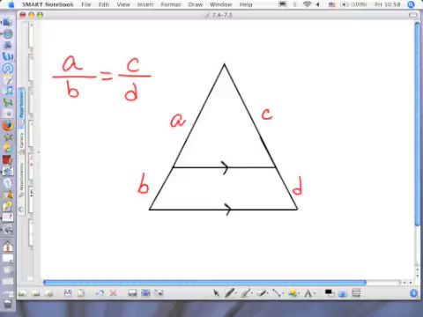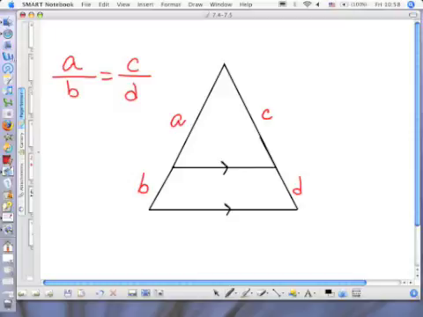Now, because the segment inside the triangle is parallel to the third side, according to the triangle proportionality theorem, the length of A over the length of B is equal to the length of C on the other side over the length of D. They're proportional. The ratio of A over B is equal to the ratio of C over D. I should have said that better. Okay?